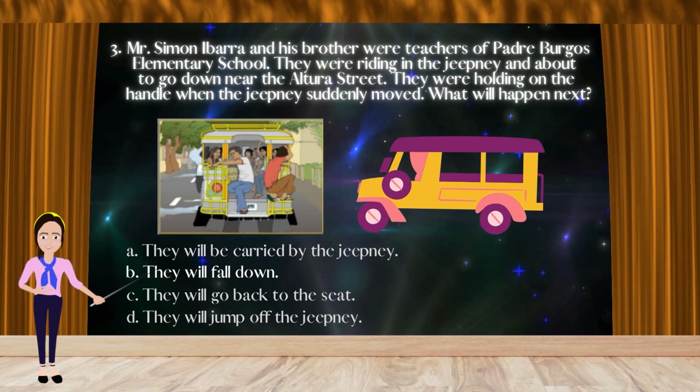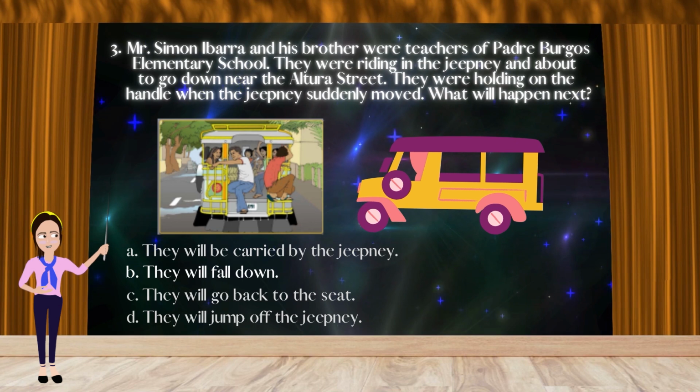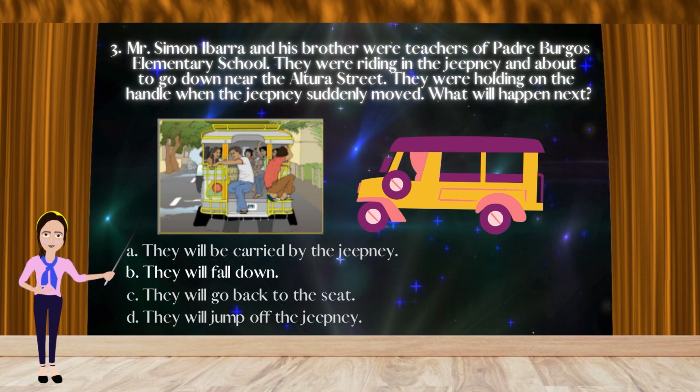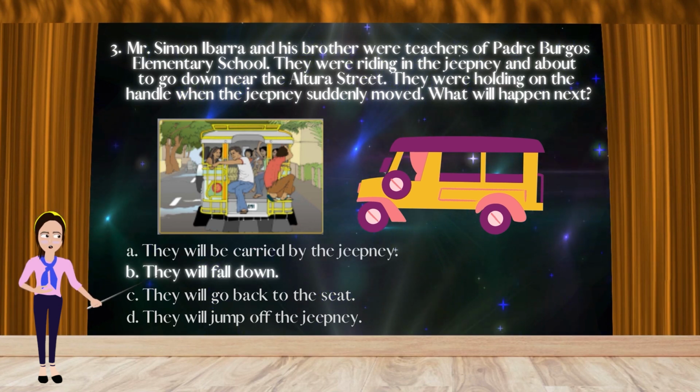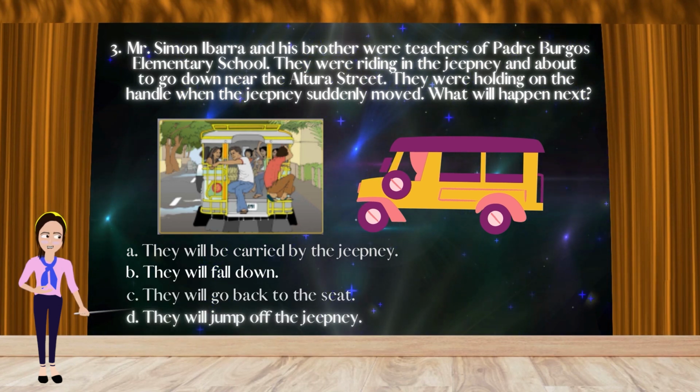Number 3. Mr. Simon Ibarra and his brother were teachers of Padre Borgas Elementary School. They were riding in the jeepney and about to go down near the Altara Street. They were holding on the handle when the jeepney suddenly moved. What will happen next? A. They will be carried by the jeepney. B. They will fall down. C. They will go back to the seat. And letter D. They will jump off the jeepney.